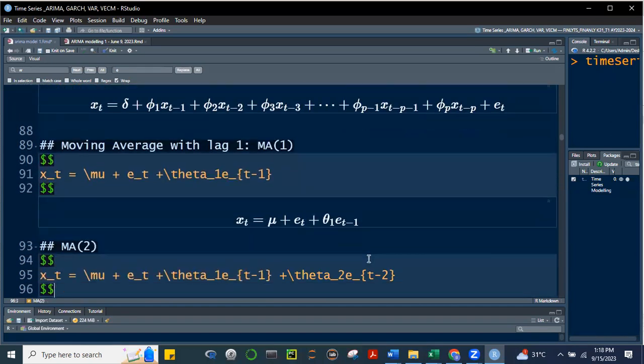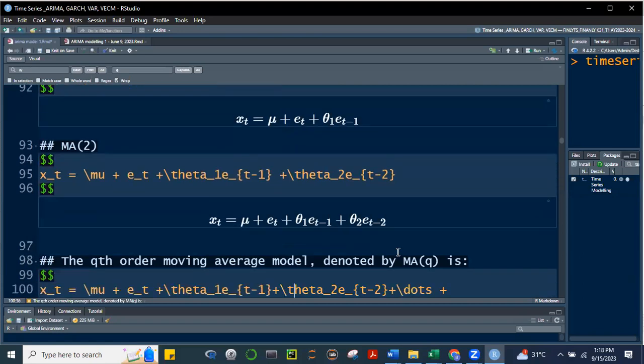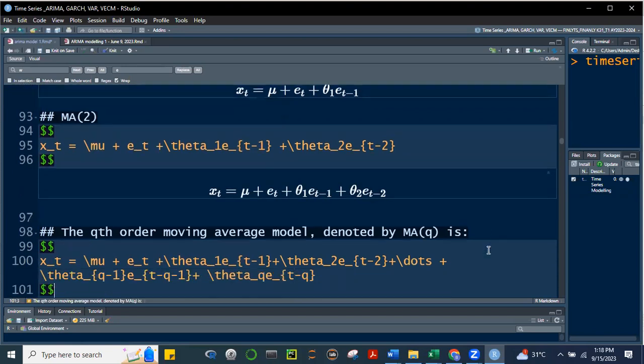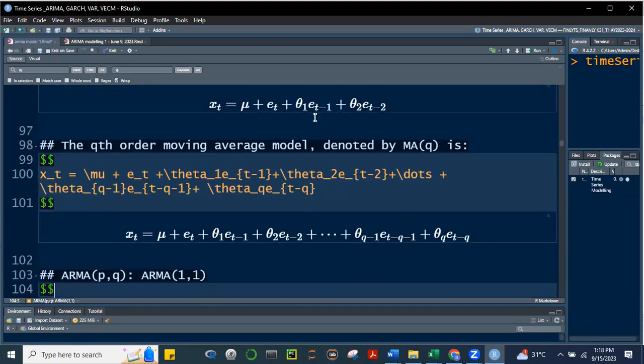Okay, so for MA1, you have this, right? Theta1 times epsilon sub t minus 1. This is lag 1. Or if you have MA2, you have theta1, theta2. Theta2 is epsilon sub t minus 2. Or if you have the MAQ, so there are, I'm not sure if you got here a W, all the E's should be epsilon sub t. So just kindly change that, class.